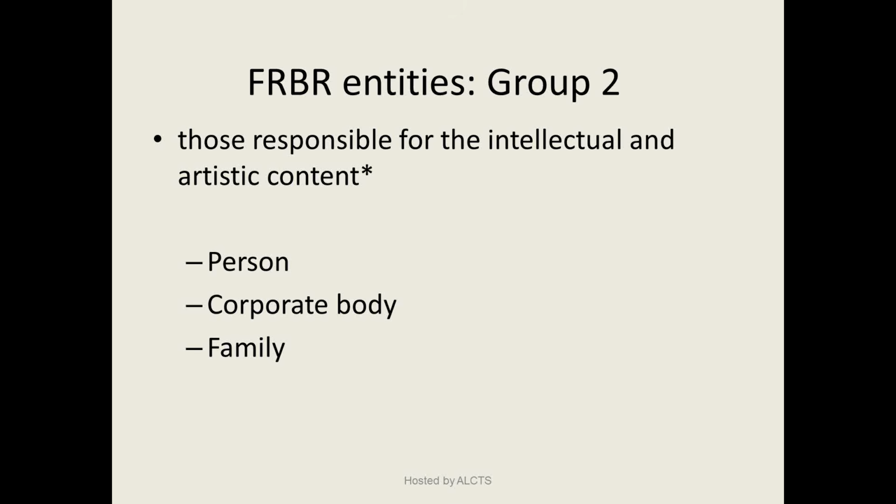So FRBR's Group 2 entities are those responsible for the intellectual or artistic content, or physical production and dissemination, or custodianship. So these are person and corporate body, and then we add family, which actually comes from a different model, FRAD, Functional Requirements for Authority Data. This was added in particular for the needs of the archival community.